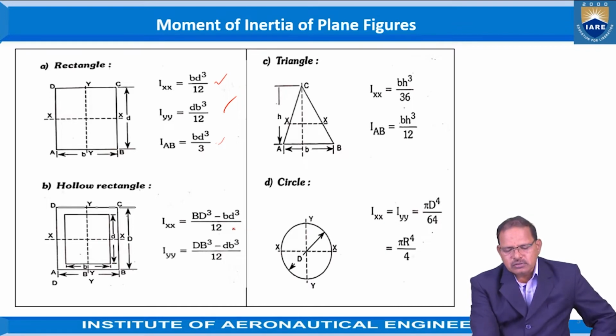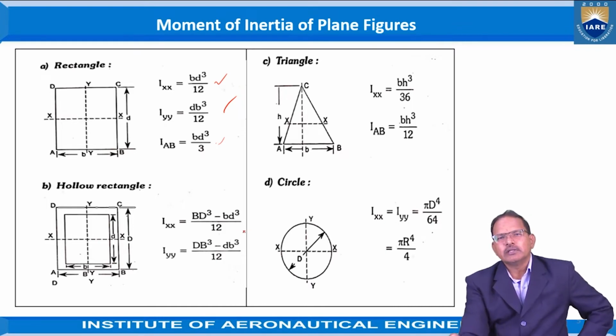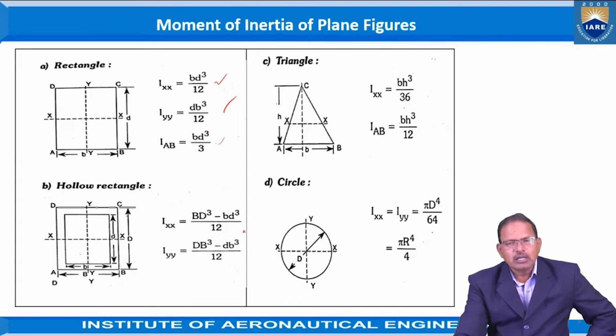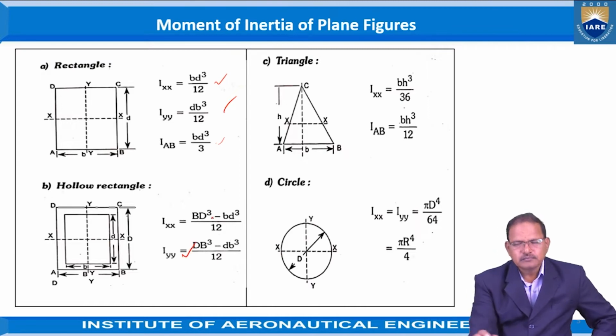So, I_x is equal to the moment of inertia possessed by the hollow rectangle about the central axis parallel to the x-axis, given by capital BD³ minus small bd³ by 12. Similarly, I_y is equal to capital DB³ minus small db³ by 12, and so on.